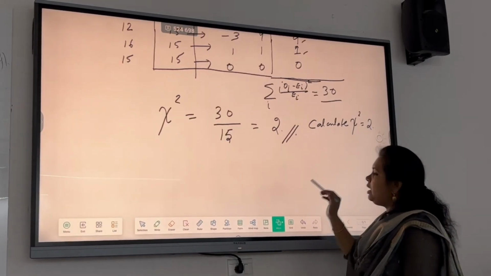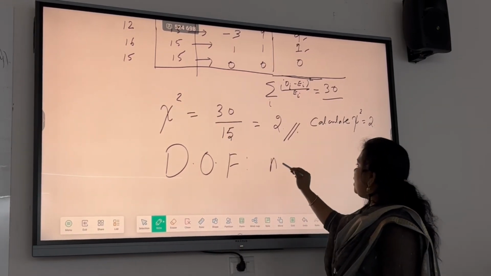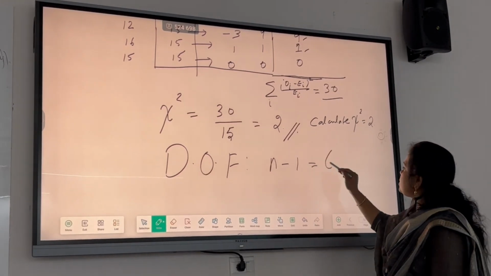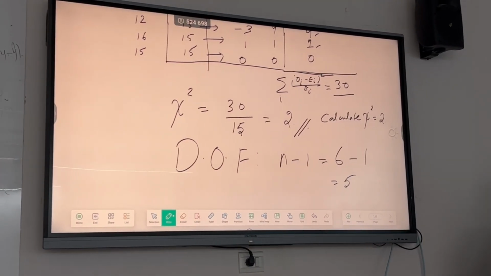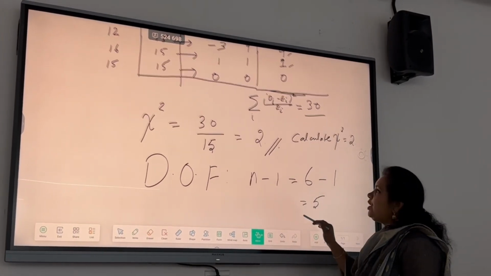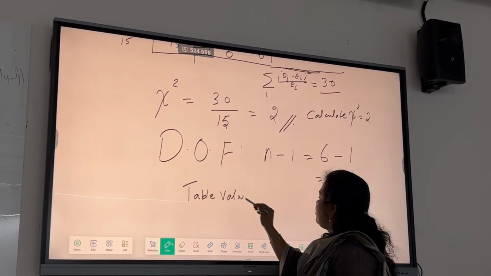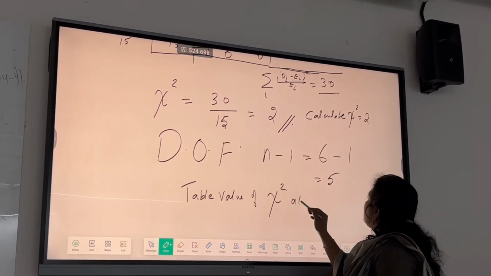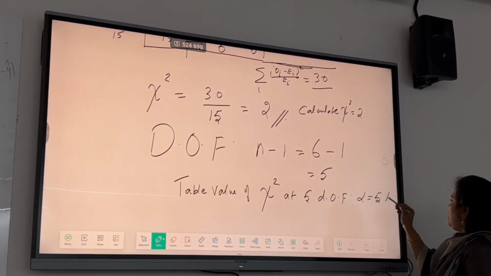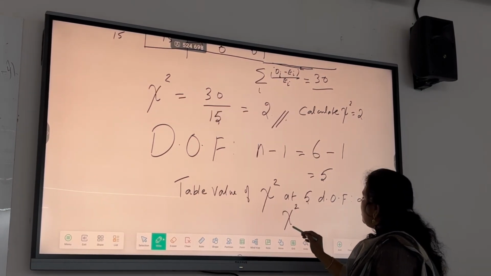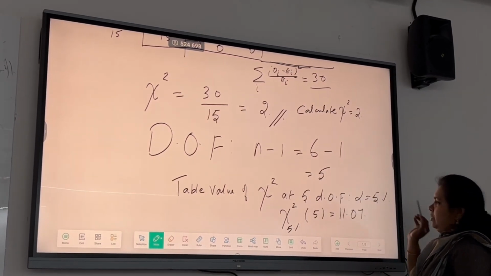Next we have to find the degree of freedom, which is n minus 1. We have 6 days given here, so it is 5. Now we are going to find the table value of chi-square at 5 degrees of freedom for alpha equal to 5%. The answer is: chi-square at 5%, 5 degrees of freedom, is 11.07.